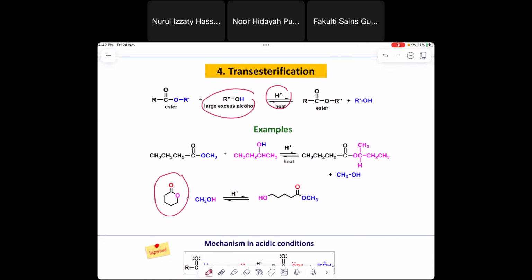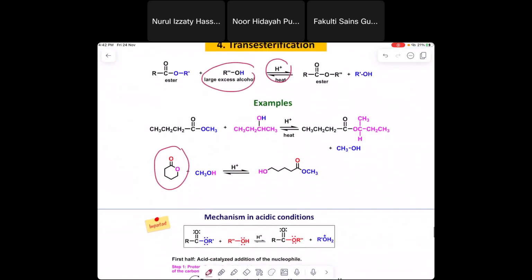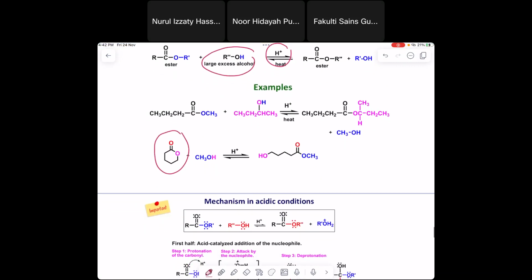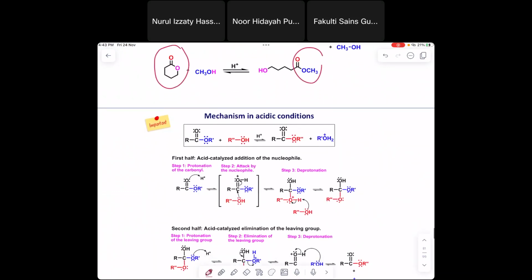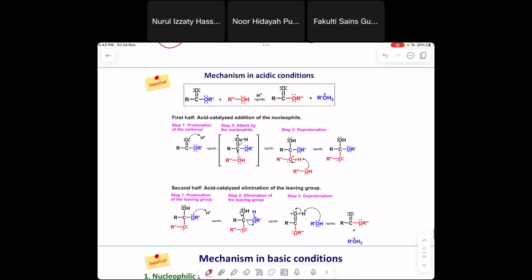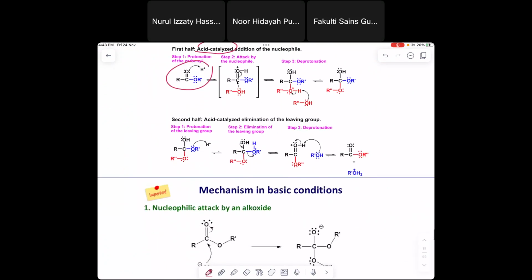And you can also do the same with your cyclic ester, your lactone, to make transesterification lah. Cuma yang ni dia putuskan lah kan, but at the end of the day you get another ester lah. Okay. So these are the mechanism in acidic condition which I don't think I wanted to highlight more detail. Cuma this is where you need the carbonyl activated again before the nucleophile can attack.